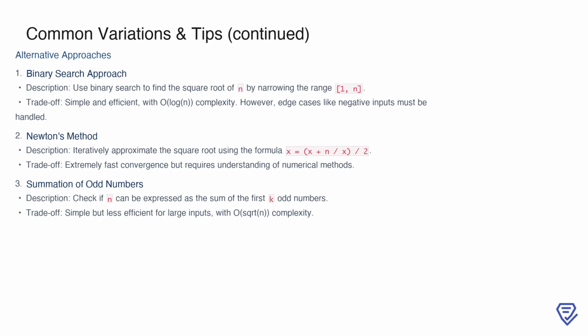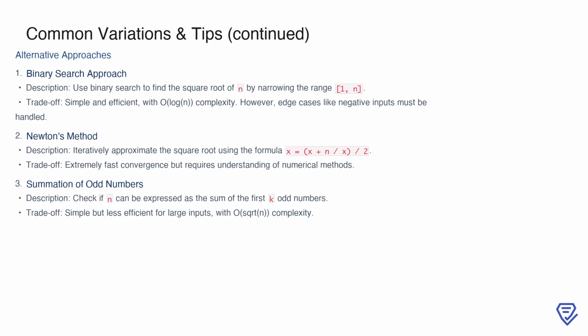To wrap up, let's discuss some alternative approaches to solving the problem. The binary search approach is a popular choice, where you repeatedly narrow the range, 1 to n, to find the square root. It's efficient with O(log n) complexity, but you need to handle edge cases, such as negative inputs, carefully. Newton's method offers another alternative. Using the formula x = (x + n/x)/2, it iteratively approximates the square root and converges extremely quickly.